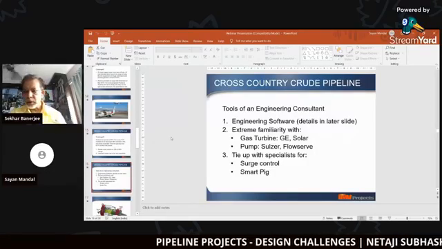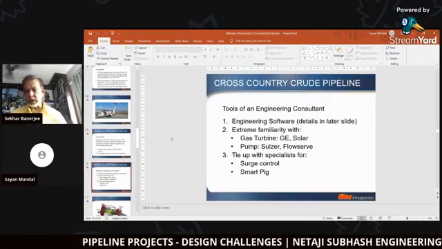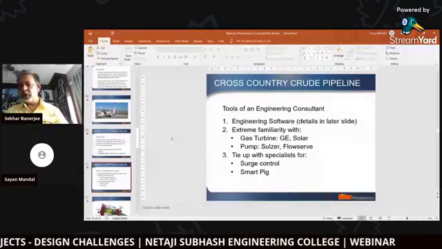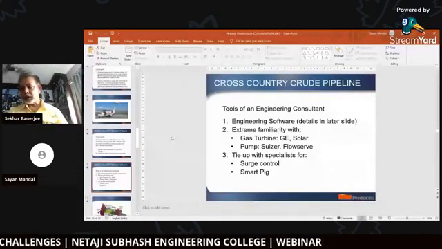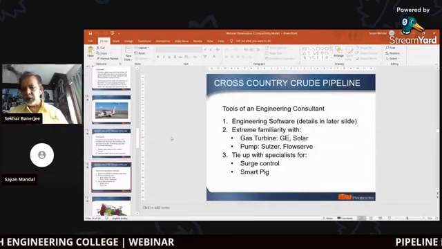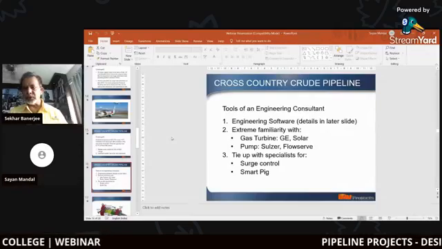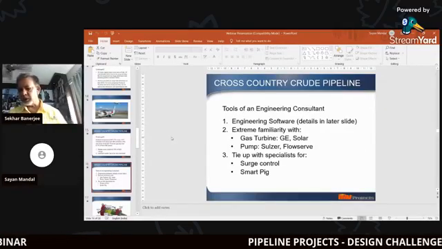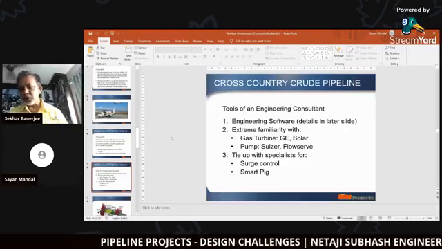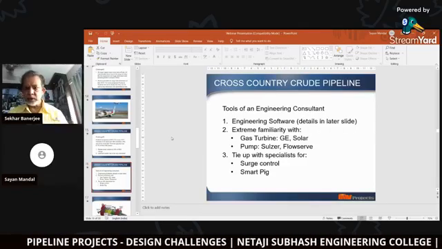Now, an engineering consultant has to have certain tools. I'm talking to the students here: you may not see those tools in engineering college, but once you go to the industry, especially in the project business, you will find all of them. Like engineering software, I'll talk about it later.